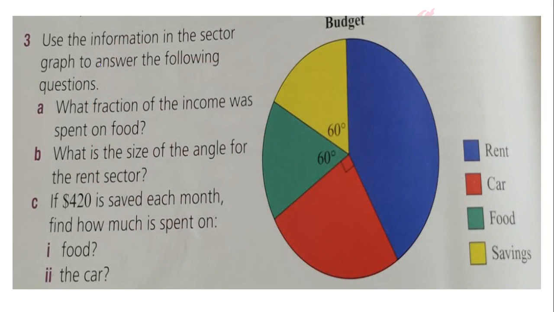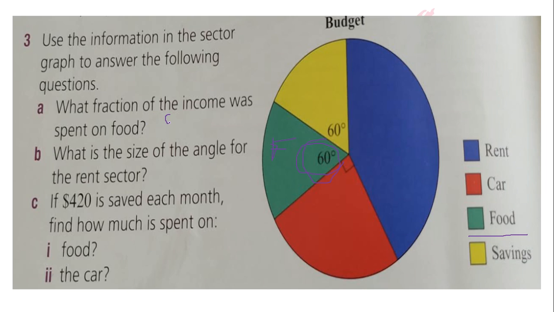So in question 3, they're asking us to use the following sector graph to answer the following questions. So question A, what fraction of the income was spent on food? You can see here that food is in green, guys. They've highlighted food as 60%. So food is 60%.